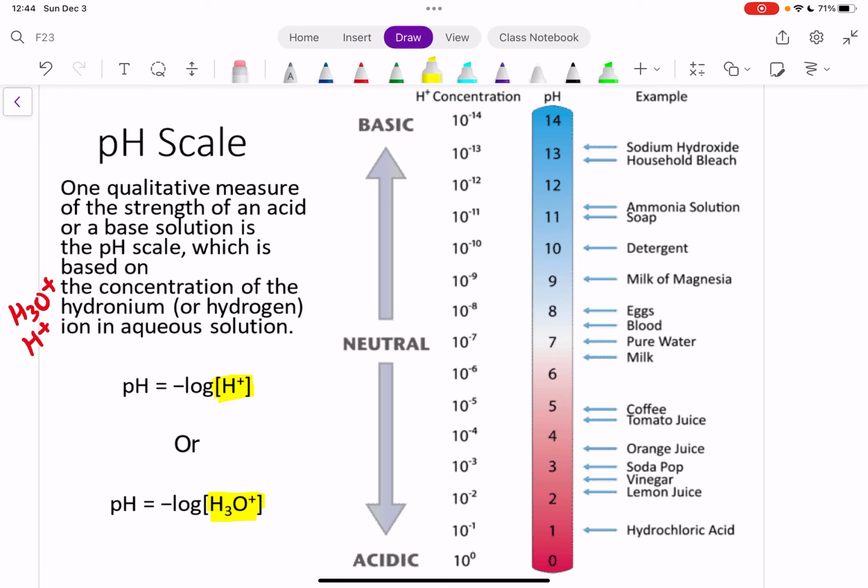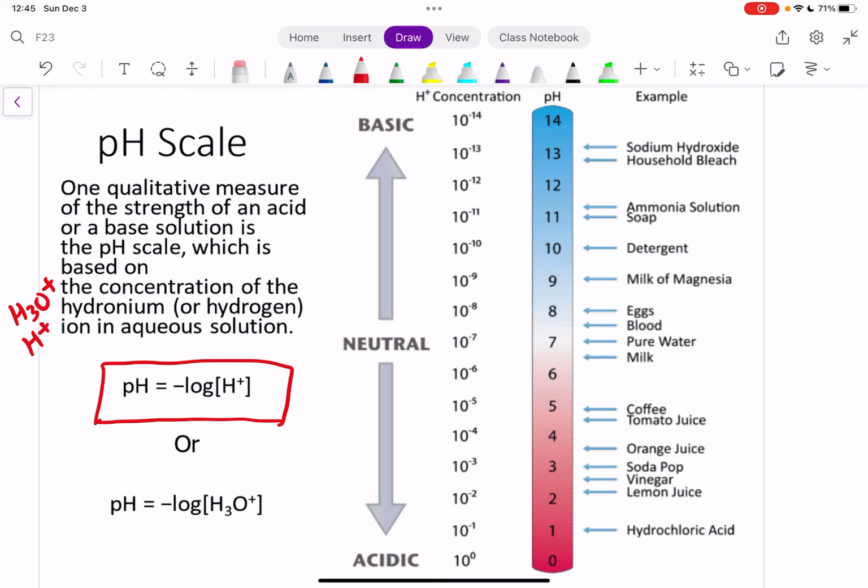Those mean the same thing. The concentration of the H+ or H3O+ in solution, which directly correlates to the acidity of our solution, right? The more H+ concentration, the more hydrogen ions you have in solution, the more acidic you are. And this equation is pH equals the negative log of H+, the concentration of hydrogen ions in your solution. Now, you can plug that whole thing into your calculator, right?